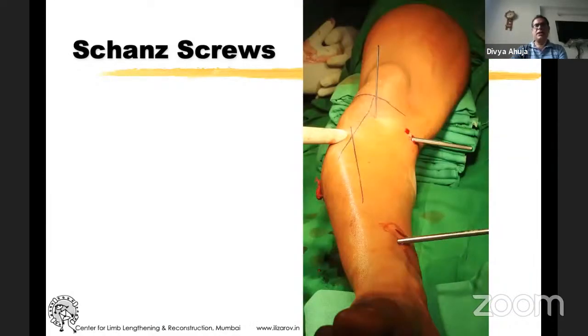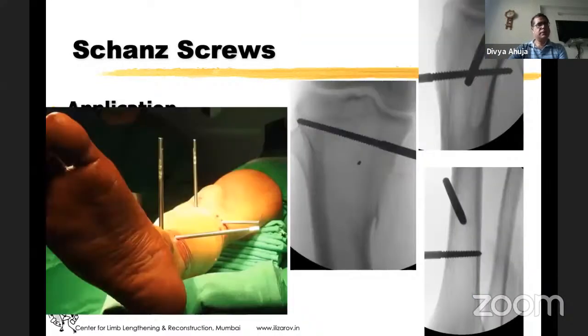Then we passed shank screws over these wires. The shank screws we were wanting to use as polar screws, also as a sort of standby if we need to use a fixator to hold the correction while we pass the nail. So showing the perpendicular shank screws there on the left image.